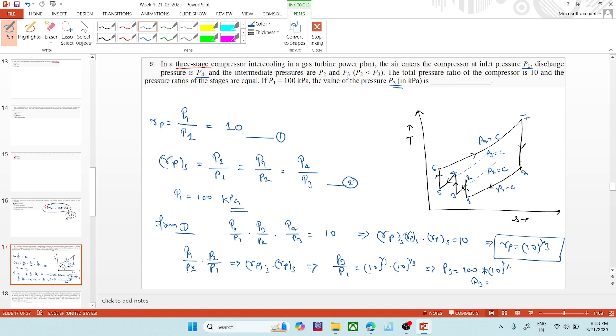Okay, so this is 2 by 3. Around 464 kilopascal. So this would be my answer. So the value of P3 in kilopascal is 464 kPa, 464.15. Okay.